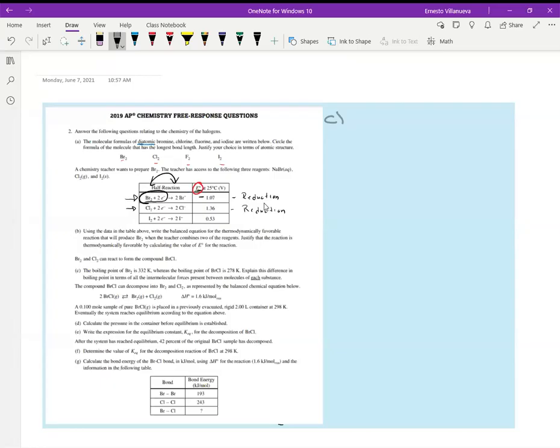Okay, guys. So here's the next two problems on the free response question. Right now, we're going to work on problem number C, or letter C.